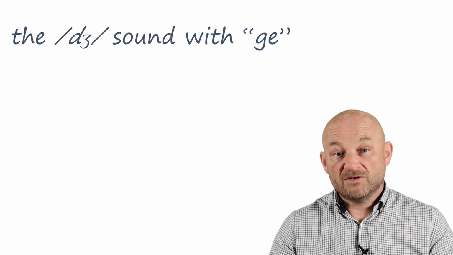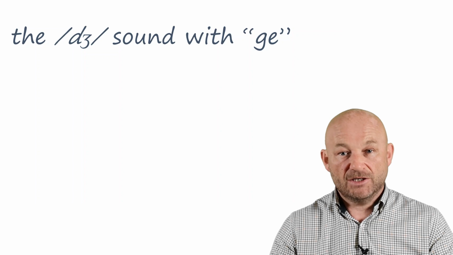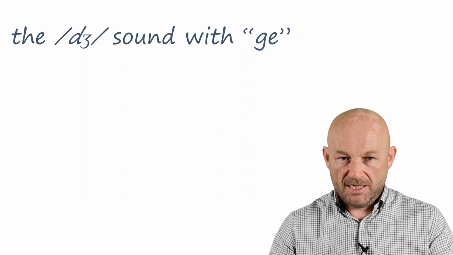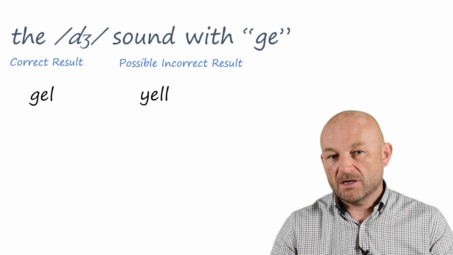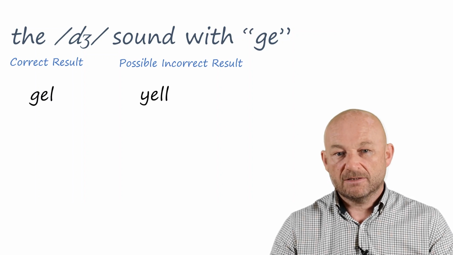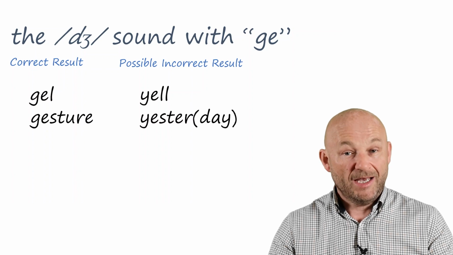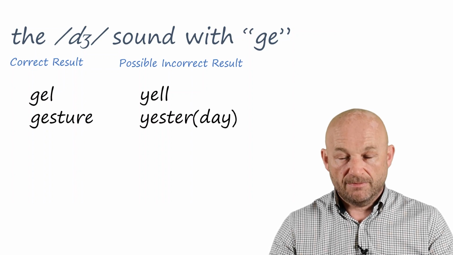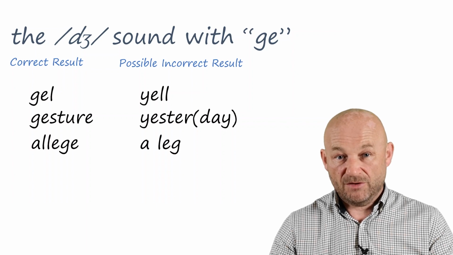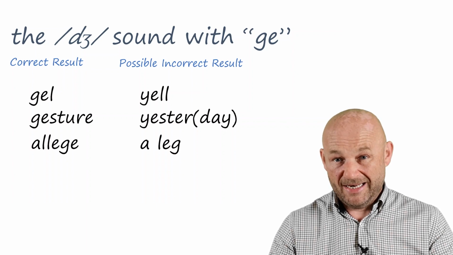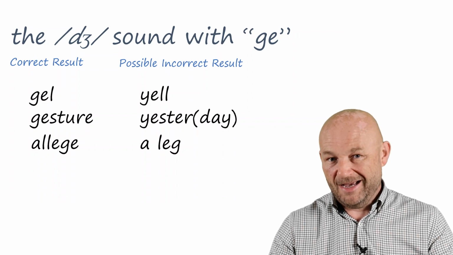So those words all have J, G-E, and they are gel. It's not yell. Gesture is not yesterday. Notice the ch sound on the TU, gesture. Allege is one that many students have difficulty with. It is even more problematic when used in the participle forms, alleged.